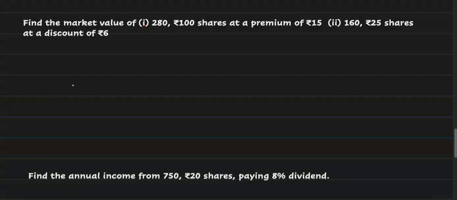In this problem, it is saying: find the market value of 280 shares of 100 rupees at a premium of 15, and 160 shares of 25 rupees at a discount of 6 rupees. Okay, so now let's do the first problem. What is the market value of one share?